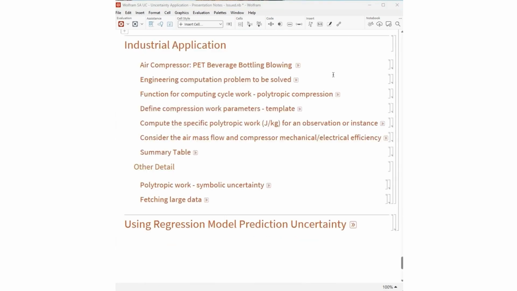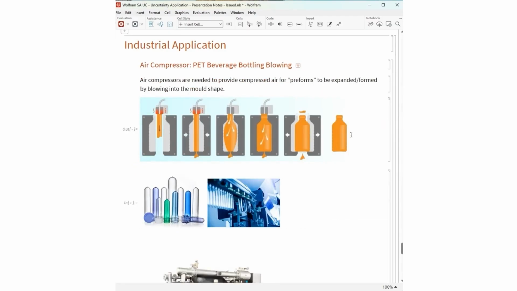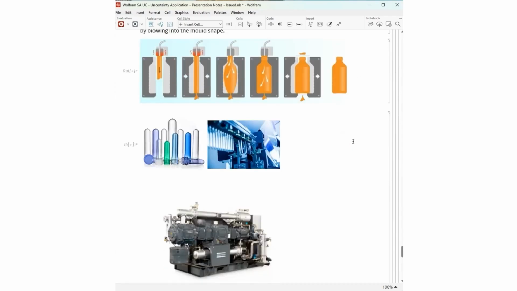Now moving on to an industrial application of an air compressor used in a PET beverage bottle blowing service. Here there's a reciprocating air compressor. It is providing compressed air to a blow molding machine using bottle preforms, which are heated and then blown into the mold to take the shape of the bottle.